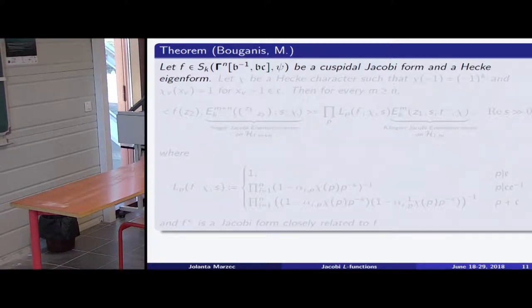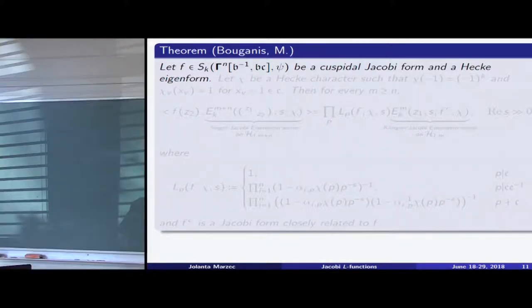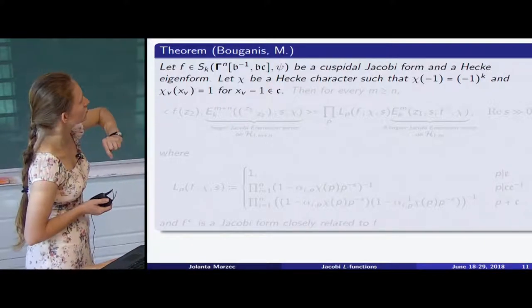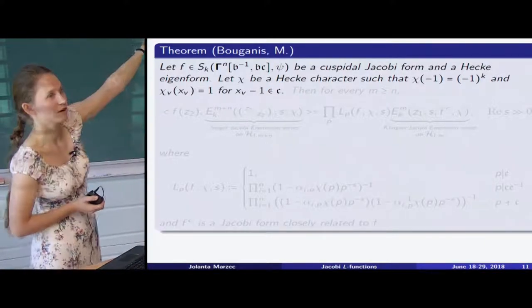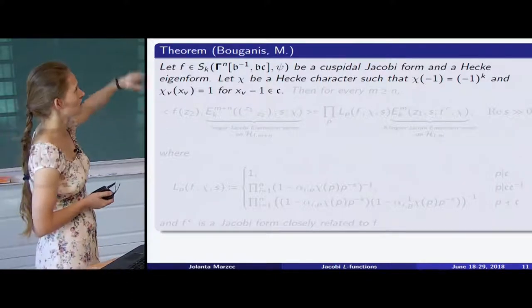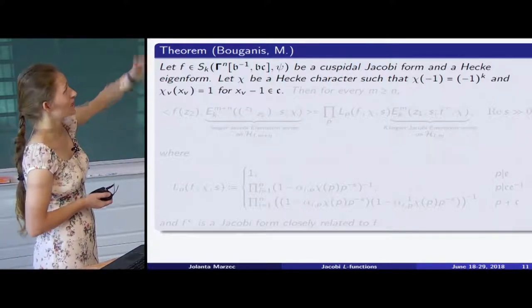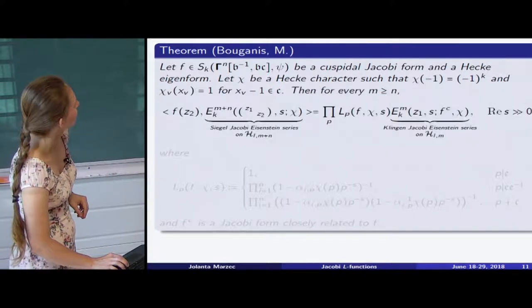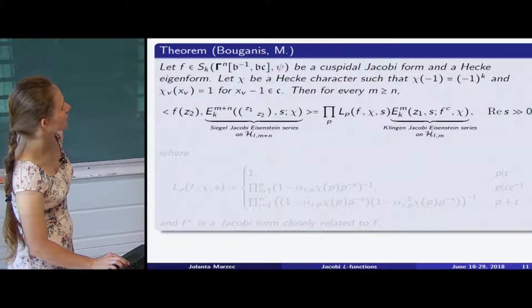So F is a Jacobi form invariant by the congruence subgroup that we saw. It is a Hecke eigenform, so that we can talk about the L-function. Chi is a Hecke character whose parity unfortunately matches the parity of the weight of the Jacobi form. If you don't know what a Hecke character is, you can just think of it as a Dirichlet character, and that Jacobi forms are over Q. And then we obtained the following equality.